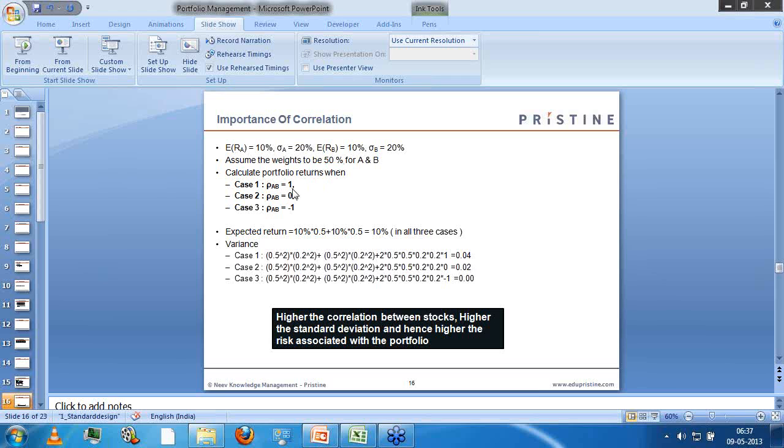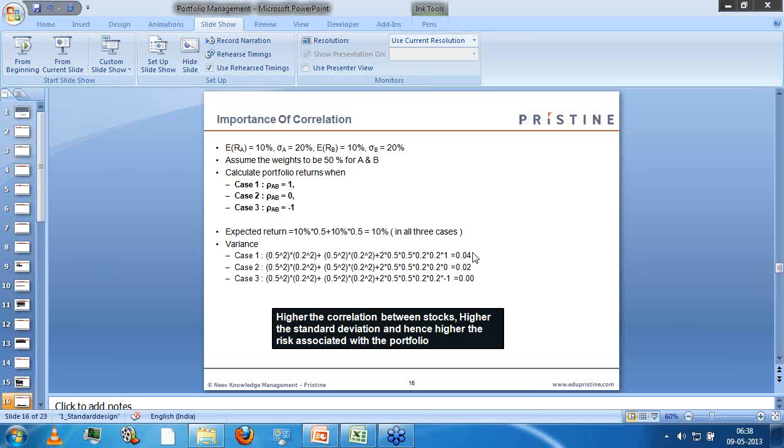Right? And in different cases we have different correlation between asset A and asset B. In the first case the correlation is 1, that is they are perfectly positively correlated. In the second case it is 0, and in the third case the correlation is -1, that is they are perfectly negatively correlated. So the variance of the portfolio we have calculated for these different cases, and we found out that the variance of the portfolio is highest when the stocks are perfectly positively correlated.